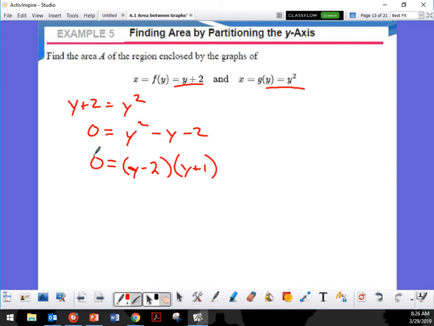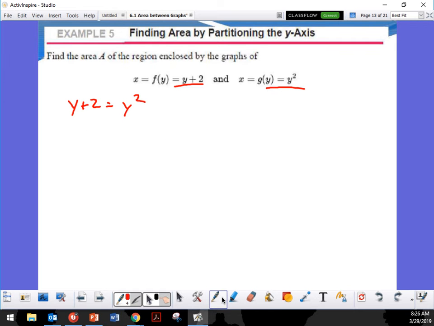Okay, so we're factoring it. Alright, so what two numbers give me negative 2? Because it's negative, my numbers have to be a positive and negative, right? I can't have two negatives, I can't have two positives, because they'll both give me positive, right? Let me fix this right here.